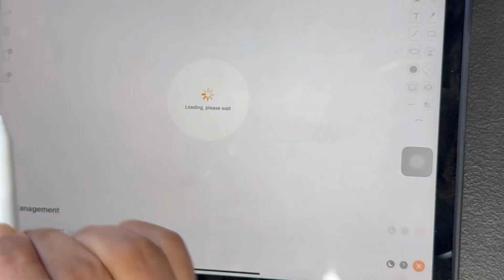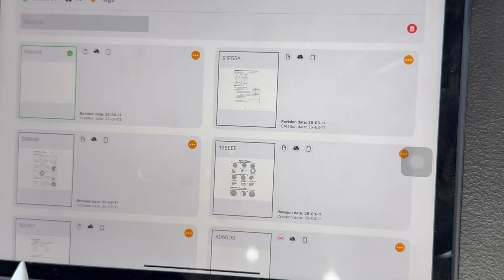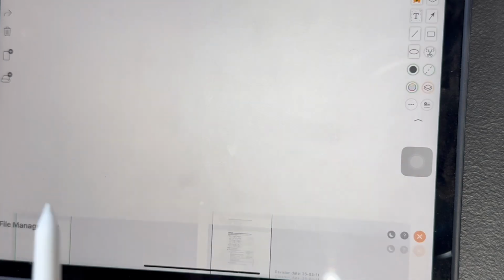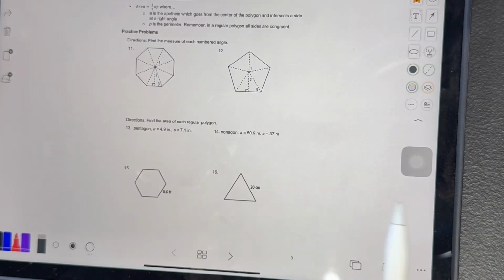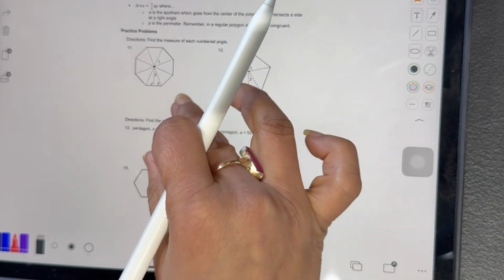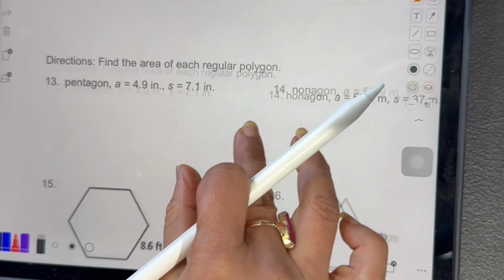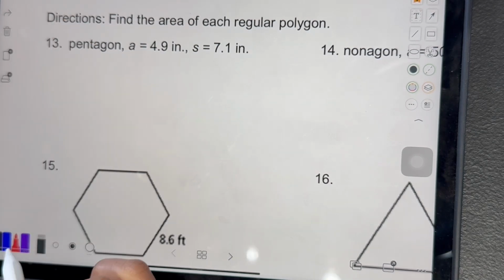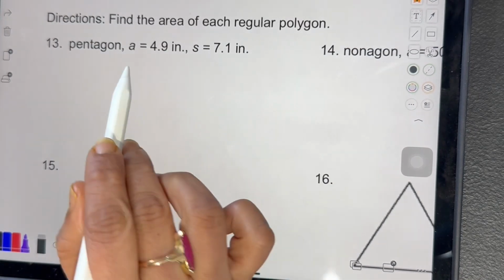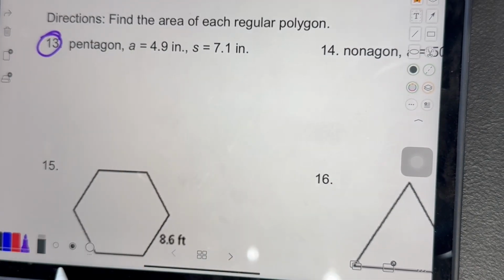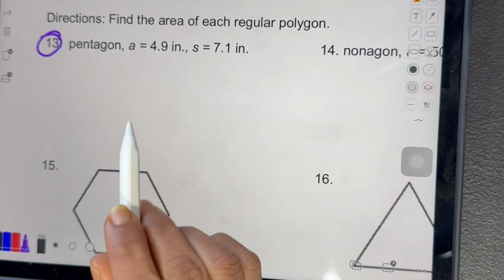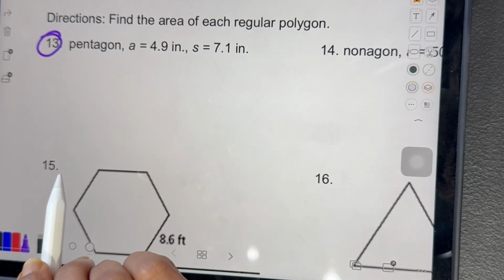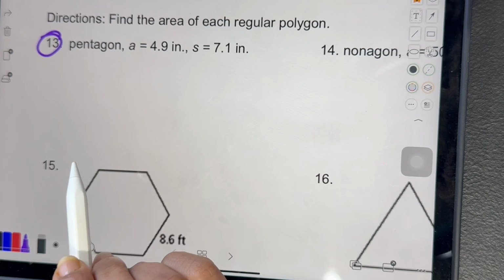Let me see if I can pull out a paper for this apothem I'm talking about. Okay, there is an example here, the 13th example. Find the area of the regular polygon. The apothem is given and one of the sides is given. Since, oh, did I do something wrong?